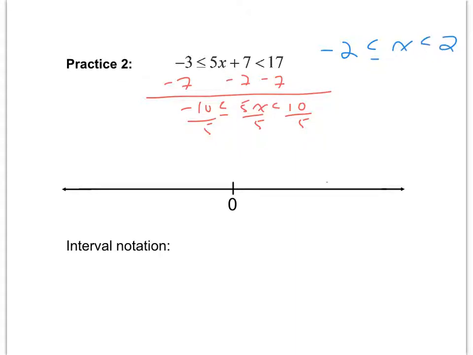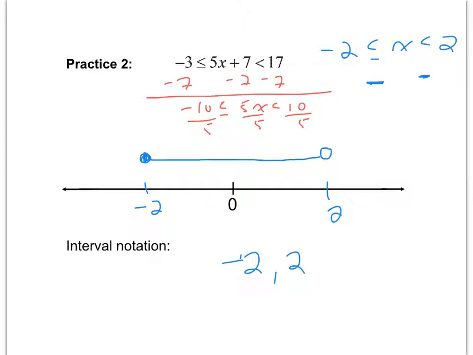So I'm going to put a point here at 2, and a point here at negative 2. I'm going to have a closed dot at negative 2 and an open dot at 2, because I had less than or equal to, and less than. I'm going to fill in between because x is both greater than or equal to negative 2 and x is less than positive 2. To write this in interval notation, I'm going to go from negative 2 to 2.